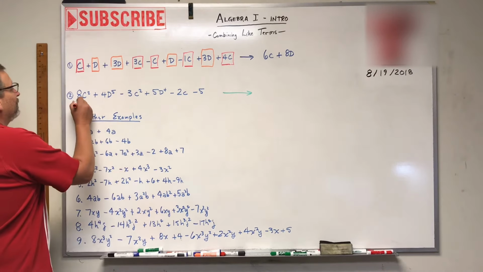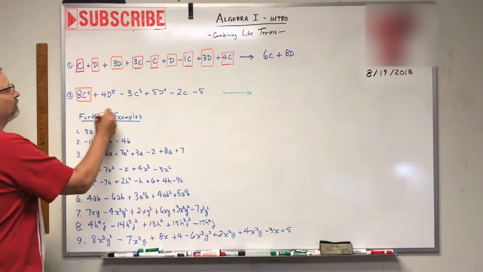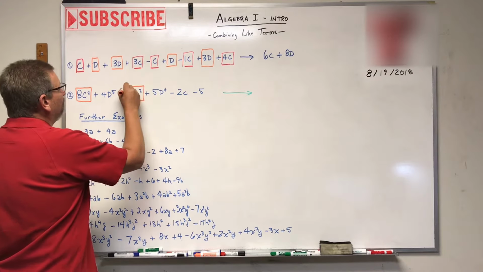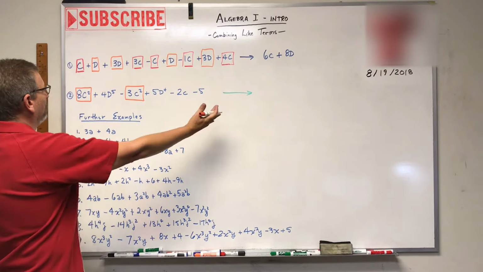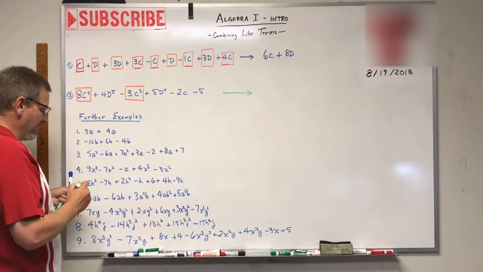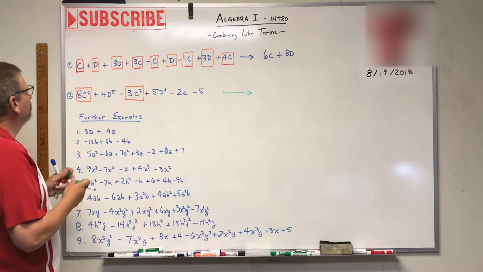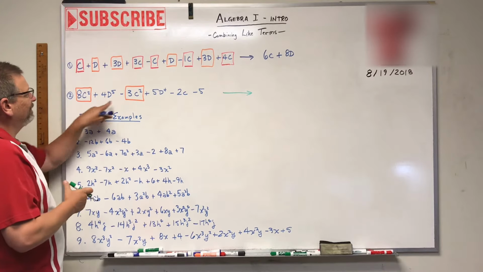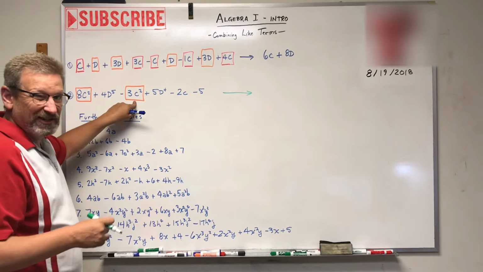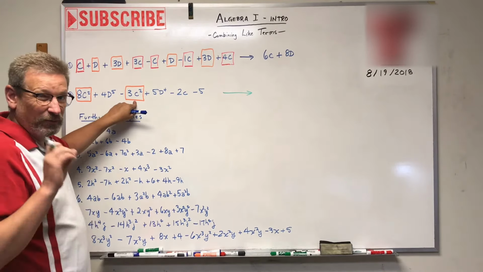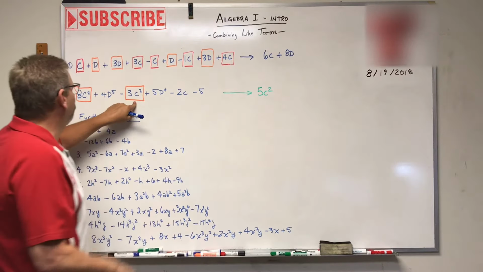So let's see. I'm going to do the c squares. There's a c squared. There's a c squared. You see any more? I don't see any more, okay? So let's do the c squares. What do we have? We have 8 c squares minus 3 c squares. That leaves us with 5 c squares. Okay? And let's see, what else do we have?